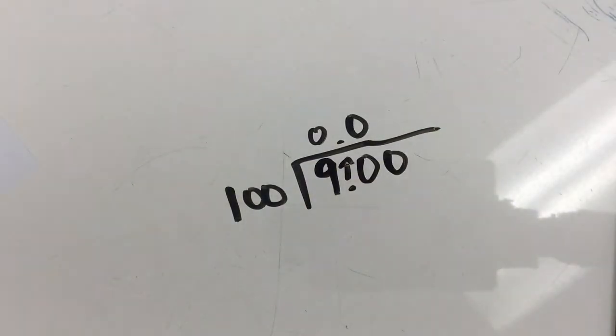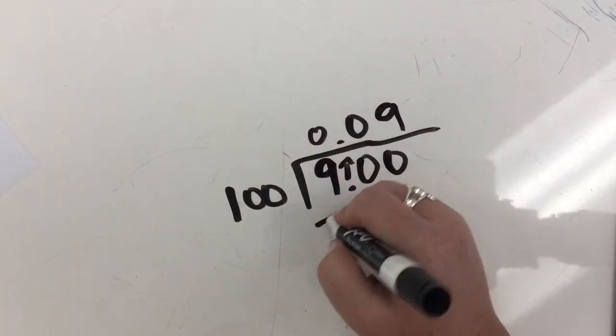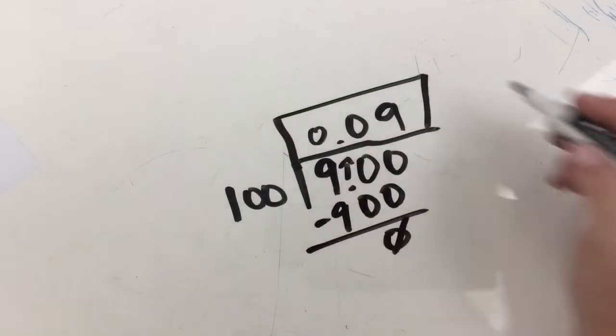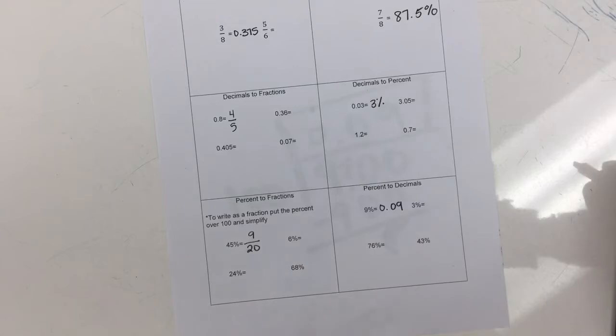100 goes into 900 9 times. 9 times 100 is 900. And I end up with 9/100ths, which is what I got there.